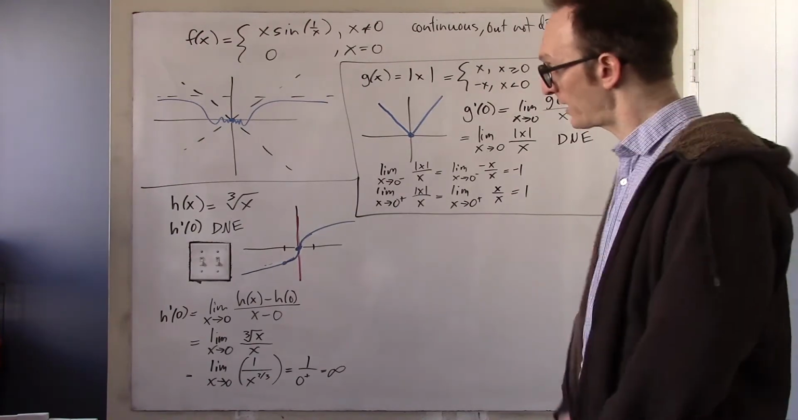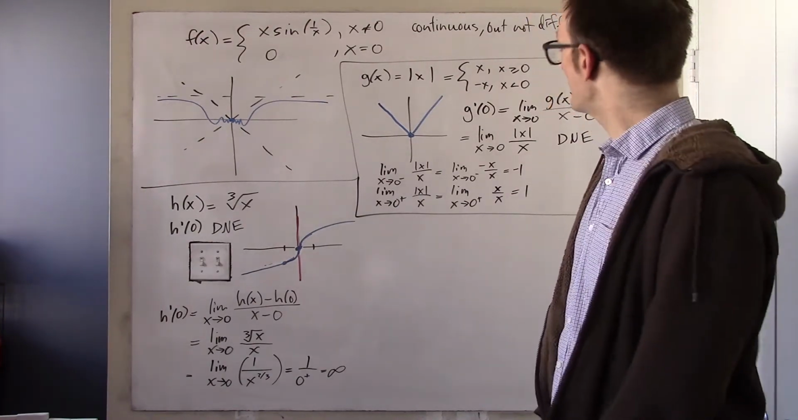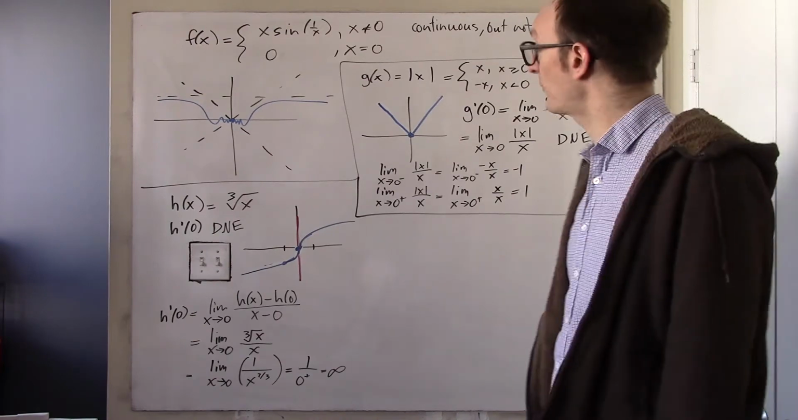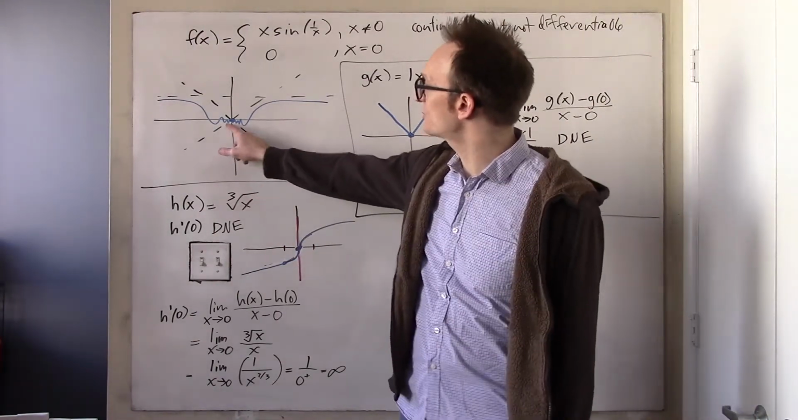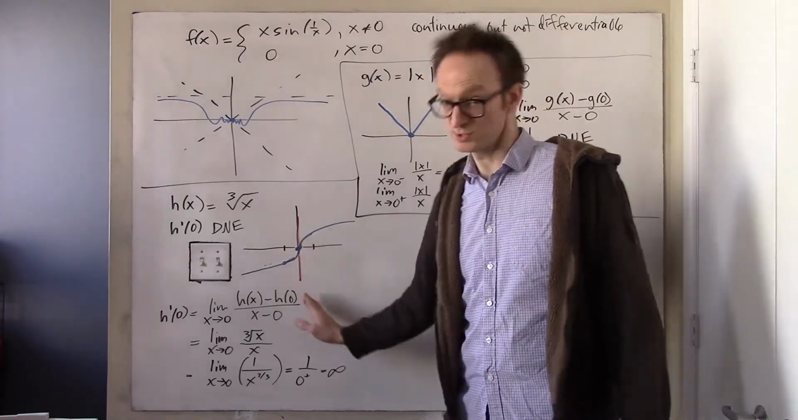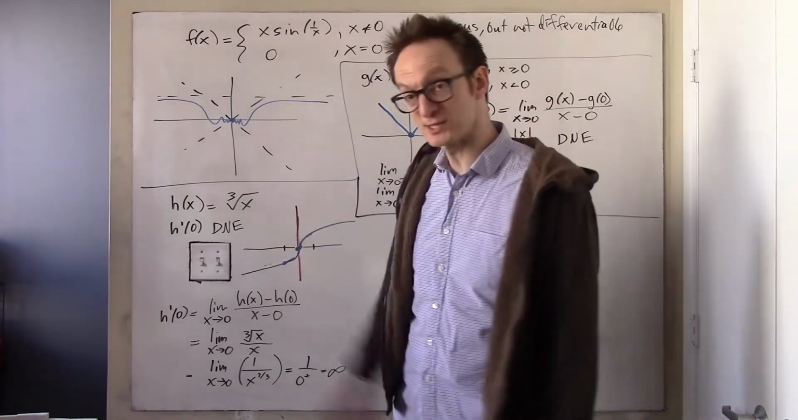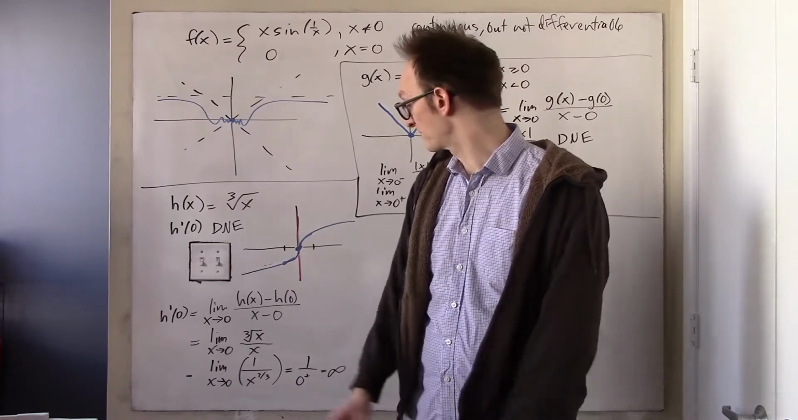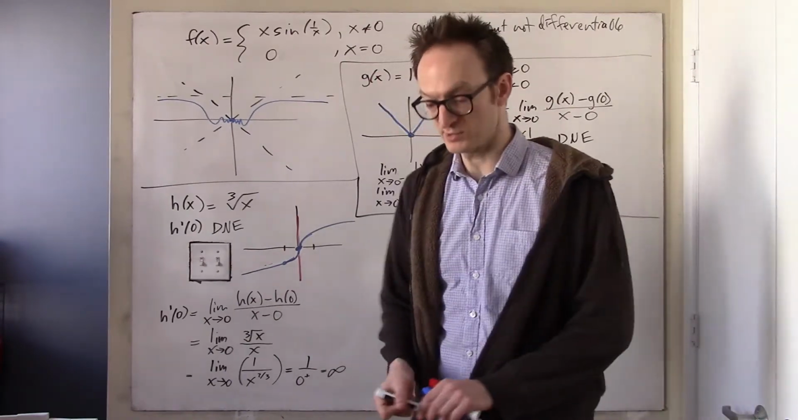What is going on on this board? 3 examples of 3 functions which are continuous but not differentiable. Continuous but infinite oscillations, continuous but sharp, continuous with a tangent line, not sharp, but the tangent line has infinite slope. And so the derivative is kind of like infinite or something.